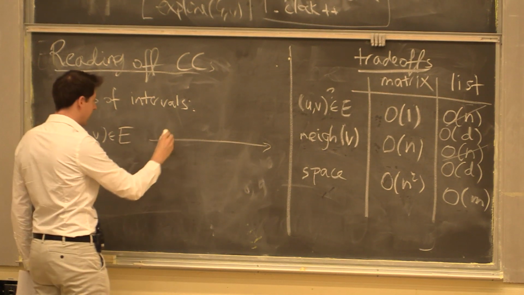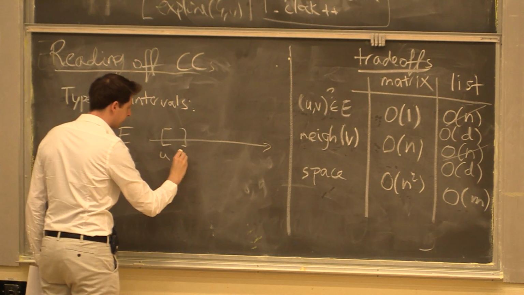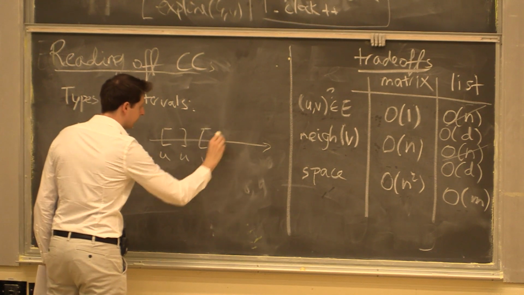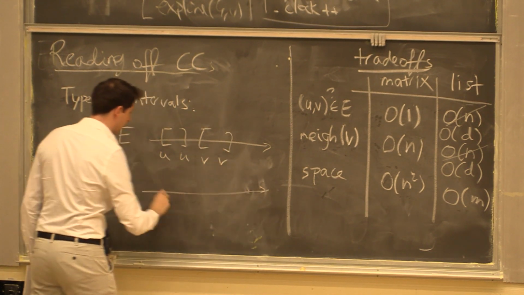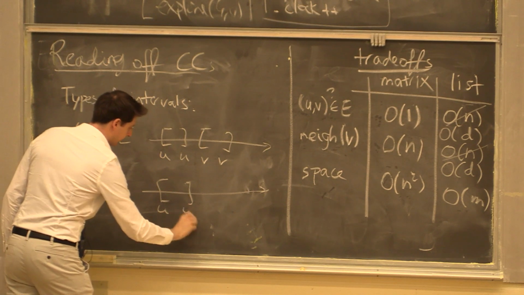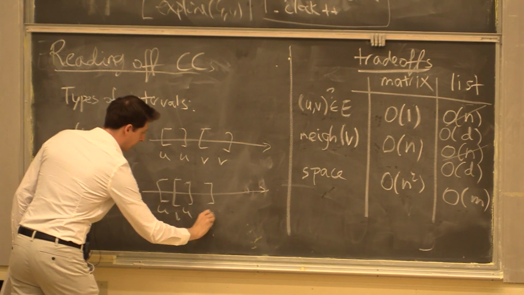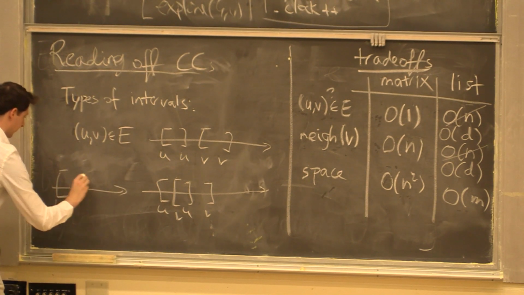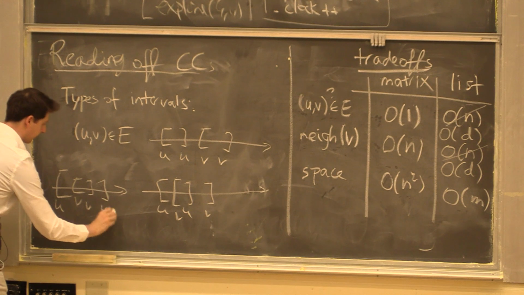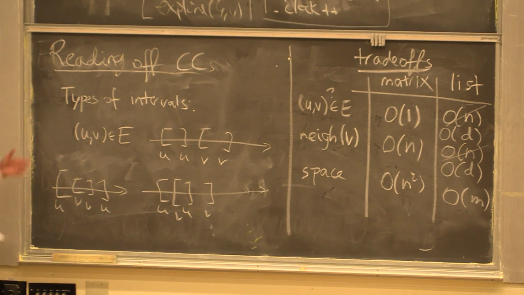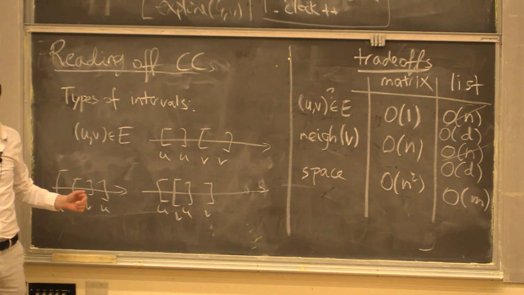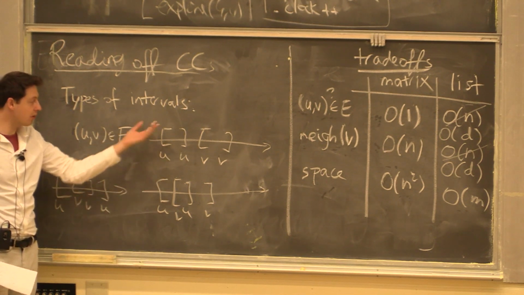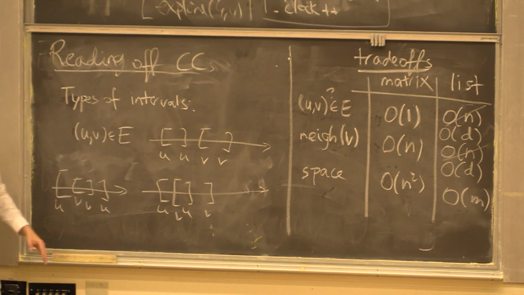Can they look like this? Can they look like this? Can they look like this? Is it clear what I'm saying? When I run this algorithm, I have pre and post. Those are times in a timeline, and they define intervals, which I can visually represent using these brackets.